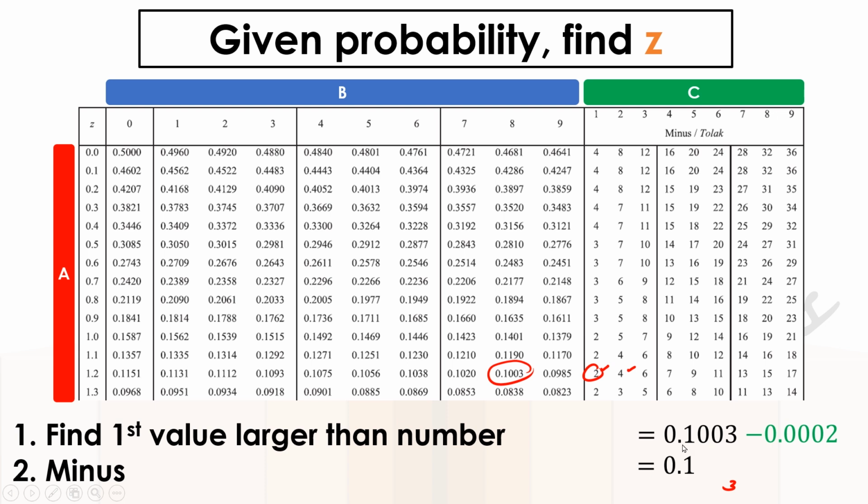Okay, so now let's find the 4 digits. From section A it will be 1.2, section B will be 8, section C will be 3, so our value will be 1.281.